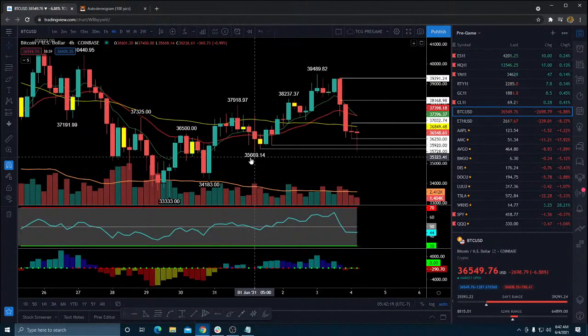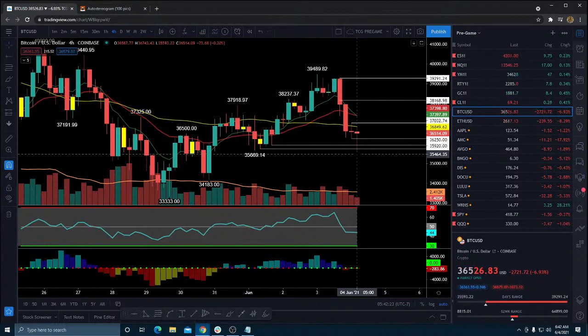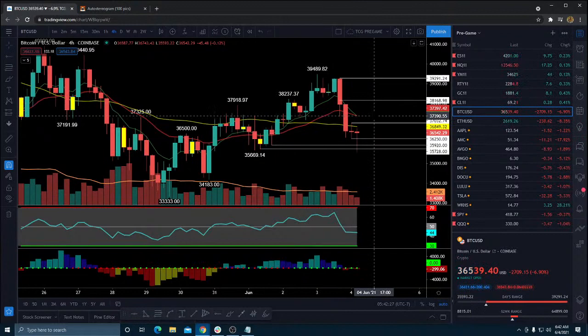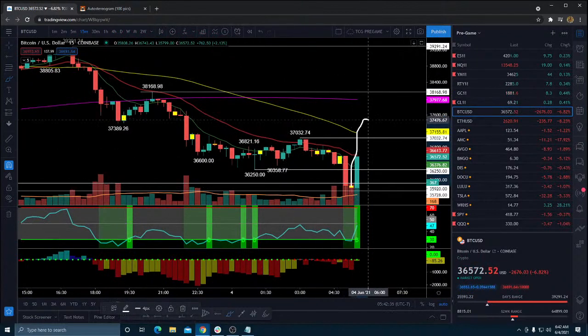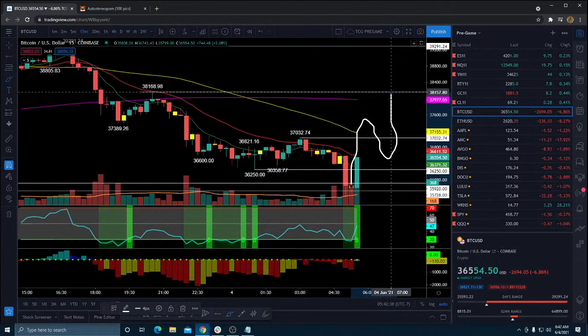So on the 4 hour, we just lost this key support, 35669, which crypto loves to do. Broke below it by $77 and popping. So on the 15 minute, we need to get over 37.03274. Get over it. Get that higher low, then change the trend. Step 1, step 2, step 3.